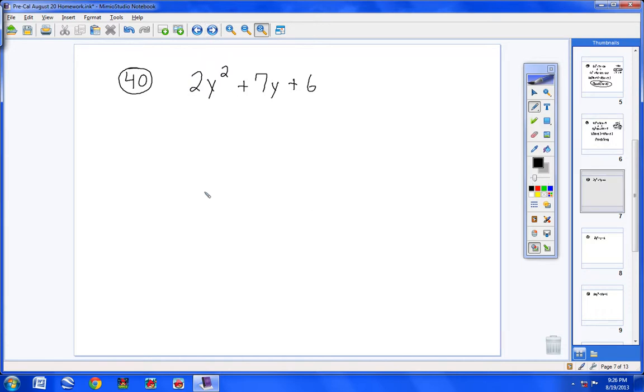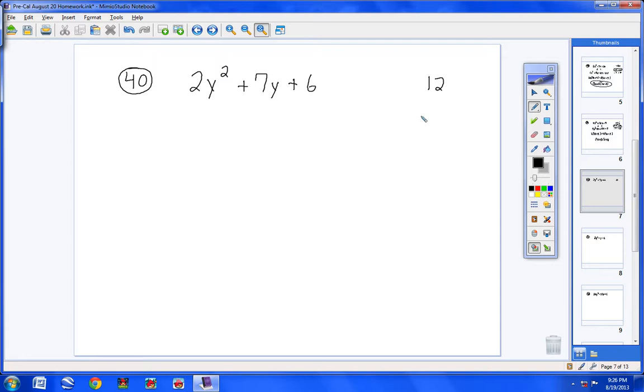All right, step 1 is factor out what's common. Notice there's no number that goes into 2 and 7 and 6 evenly, and notice I do not have a y in every term, so there's nothing I can factor out. Next, I notice that I do not have a lead coefficient of 1, so I multiply 2 times 6, and the result of that product would be 12.